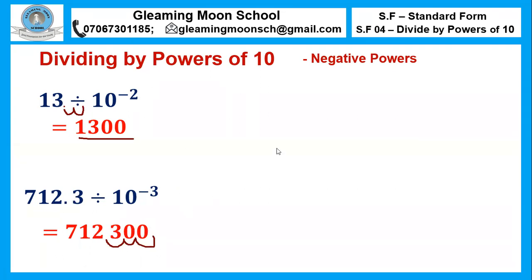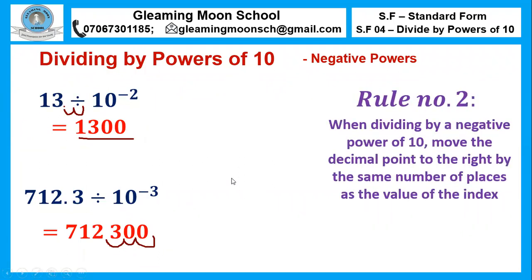So that brings us to rule number 2. Rule number 2 says that when dividing by a negative power of 10, you move the decimal point to the right by the same number of places as the value of the index. And that is exactly what I've shown you here. And remember, you can add zeros as placeholders. You can also copy these annotations, the rule number 2, and then the next screen is going to show you some exercises which you're going to do based on this rule.